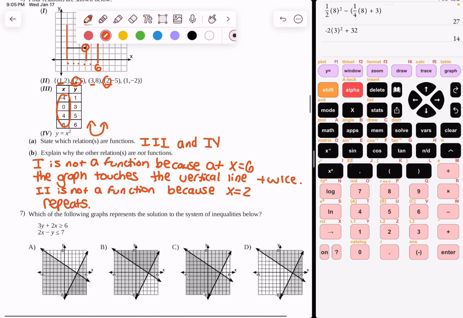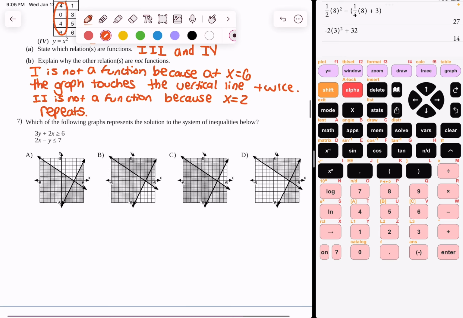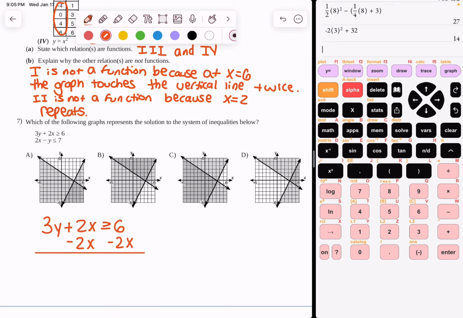All right, number 7. Which of the following graphs represent a solution to the system of equations below? Let's write the first one down. 3y plus 2x is greater than or equal to 6. I need to put this in y equals form, well, y inequality form. So I'm going to get rid of the 2x, so it would be 3y is greater than or equal to negative 2x plus 6. Then to get rid of the 3, I'm going to divide by 3. And I get y is greater than or equal to negative 2/3 x, I don't need to flip my sign since I didn't divide by a negative, plus 2.